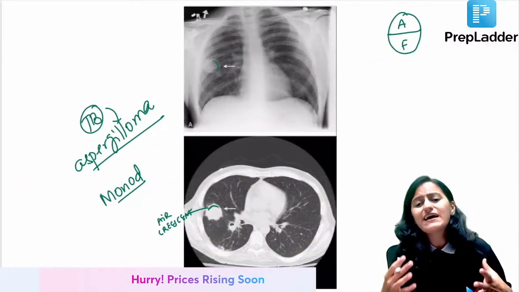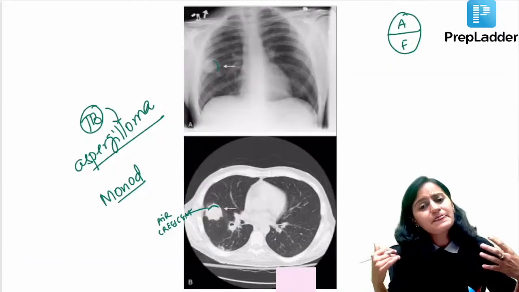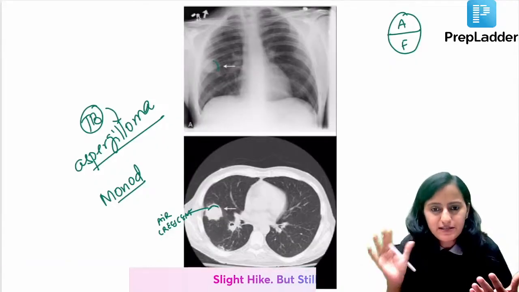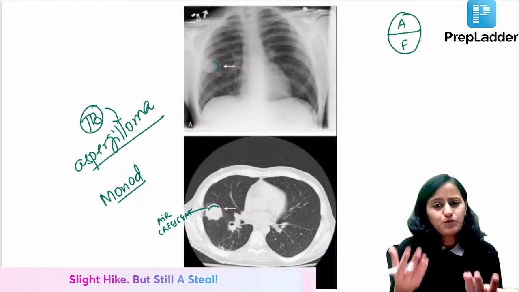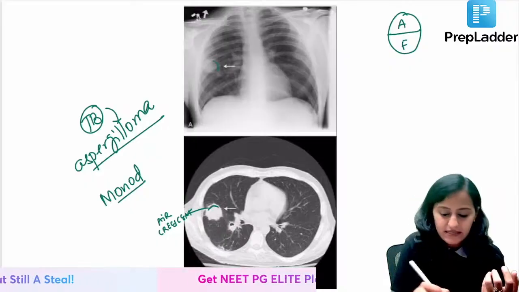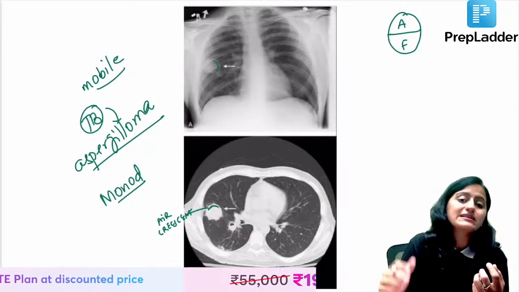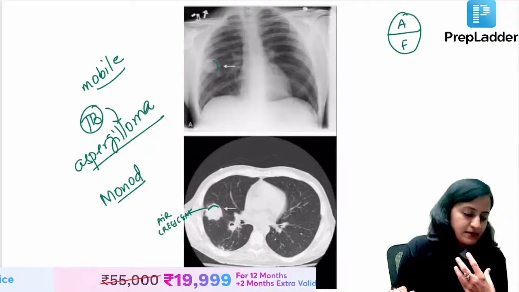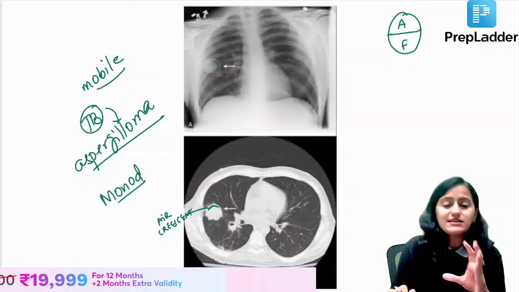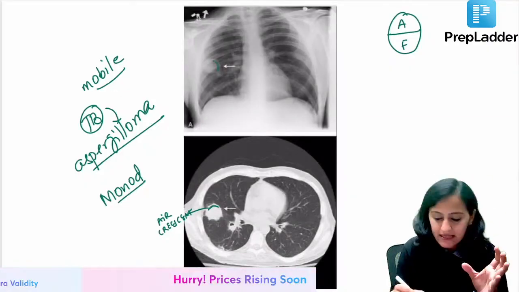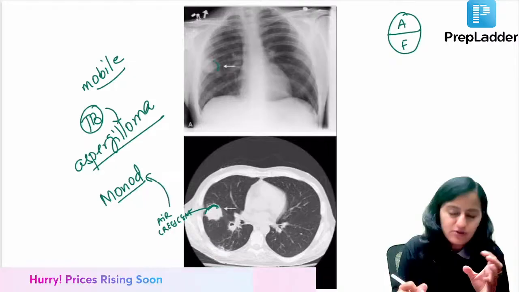How do you prove that this is a fungal ball itself? सीटी आप prone position में करके देखो, right? पहले supine में है, फिर prone में है. The fungal ball is mobile. It will change its position. It will go in the dependent part. Okay? Monod, remember monod is like moon जैसा crescent दिखेगा. So air crescent is also called the monod sign.